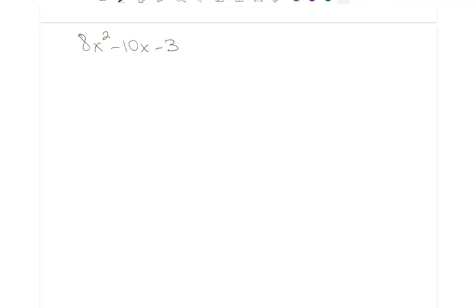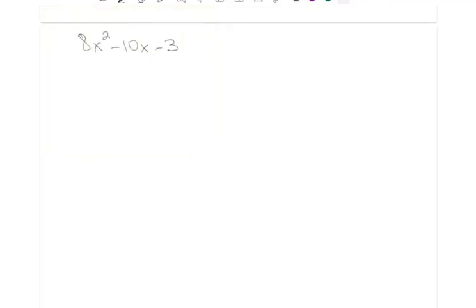All right, so we're going to go through 2 different methods on this one. We'll do one using the X box, and the second one we'll do by grouping. Sound good? All right. So when it comes to the X box, we've got our little x. A times c is on top and b is on the bottom. And in our problem, a equals 8, b equals negative 10, and c equals negative 3.